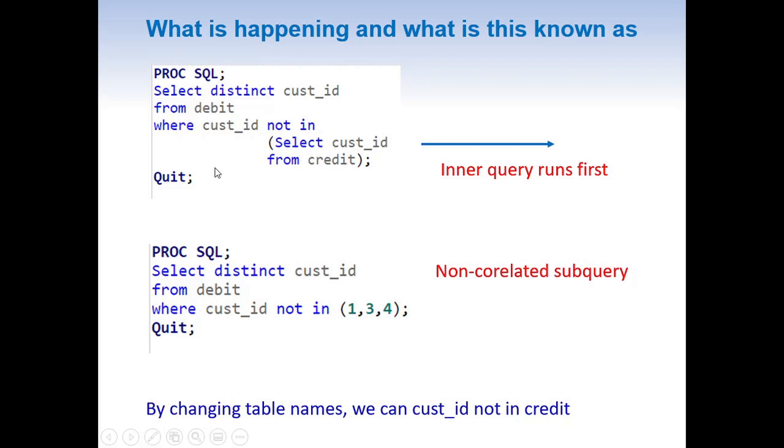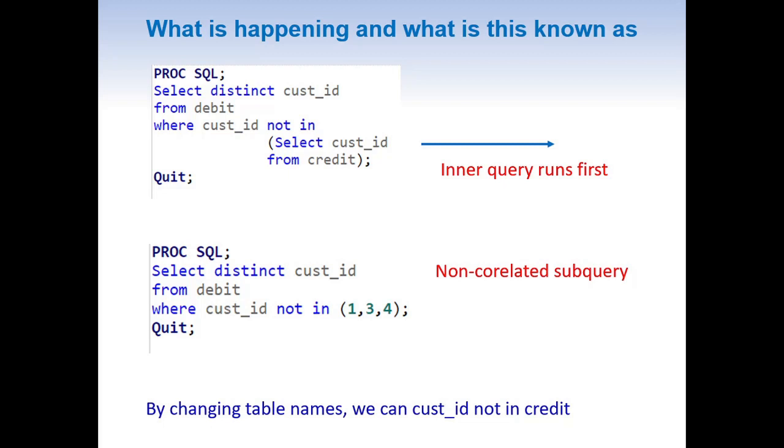If we look closely at this particular code, there are two selects. The first select is known as the outer query. The second select, which is in the parenthesis, is known as the inner query. For this particular query, the inner query runs first and gives the result, something like below. And then the outer query runs and gives the final output we want. This kind of code wherein we have two selects is known as a subquery.